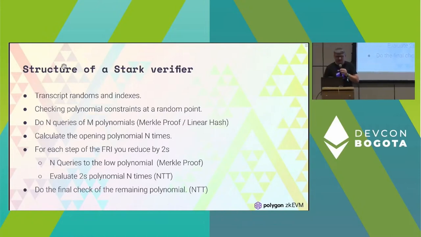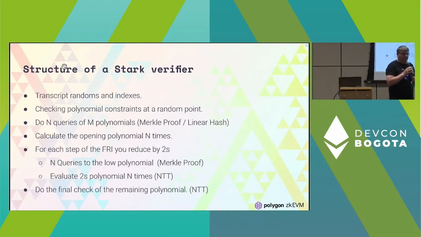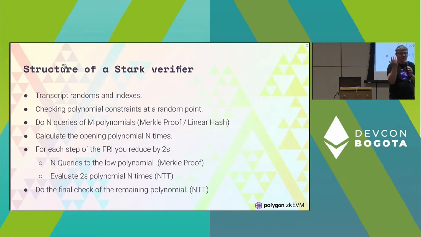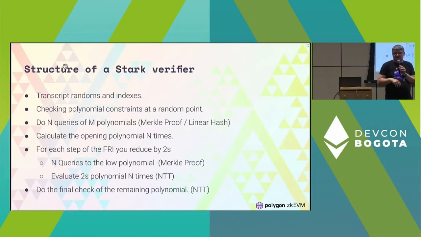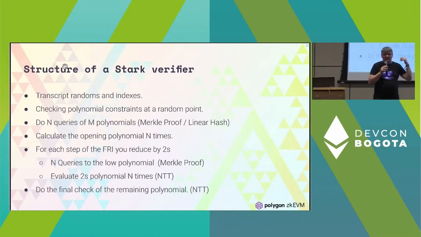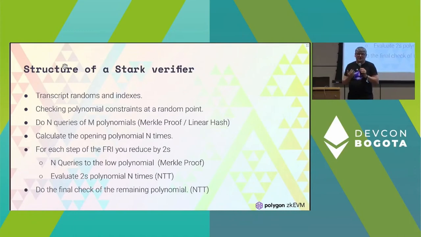Well, the first thing: you have the transcript. The transcript is mainly hashes. You need to hash these random numbers that go back and forth. This is something that we need to compute inside the circuit. These are mainly hashes. As a transcript for the STARK, we are going to use a SNARK-friendly hash function, in this case a Poseidon with a BN curve. We are just using this hash function to compute the randomness of the transcript.